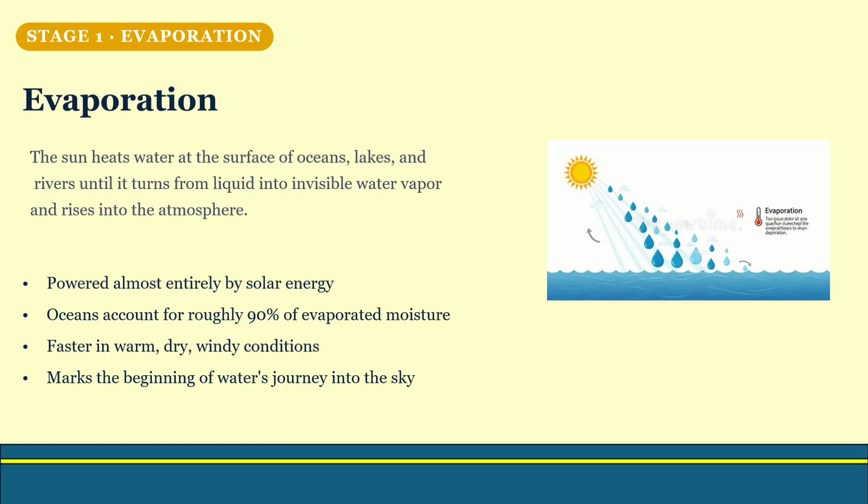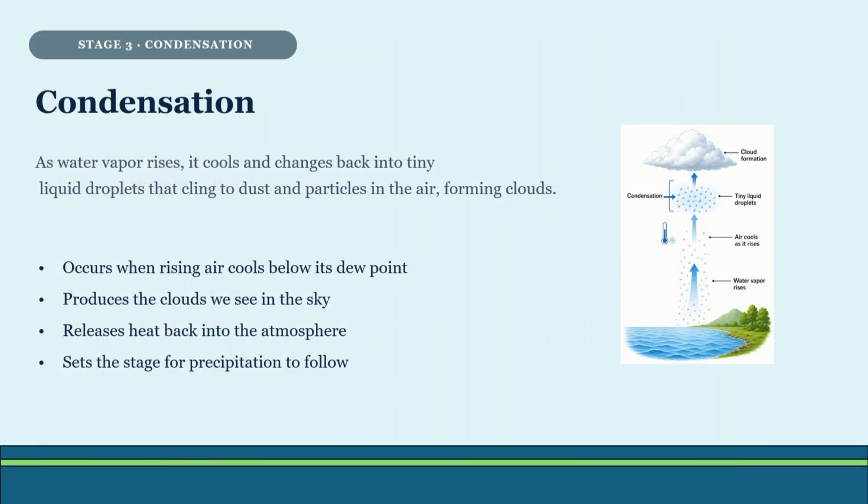The first stage of the water cycle is the evaporation stage. Now, the sun heats water at the surface of oceans, lakes, and rivers until it turns from liquid into invisible water vapor. So in evaporation, the heat of the sun absorbs the water of the ocean. You understand? The heat of the sun absorbs it. Then it changes into a condensed form. So we are going to move on to the next slide, which is the condensation form.